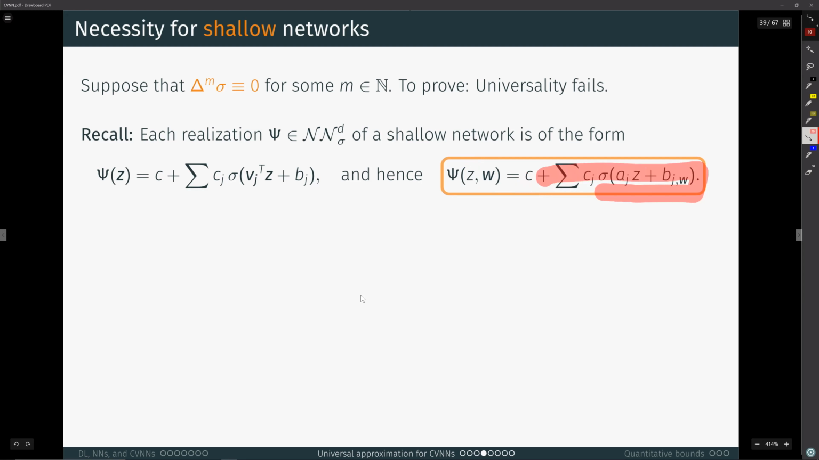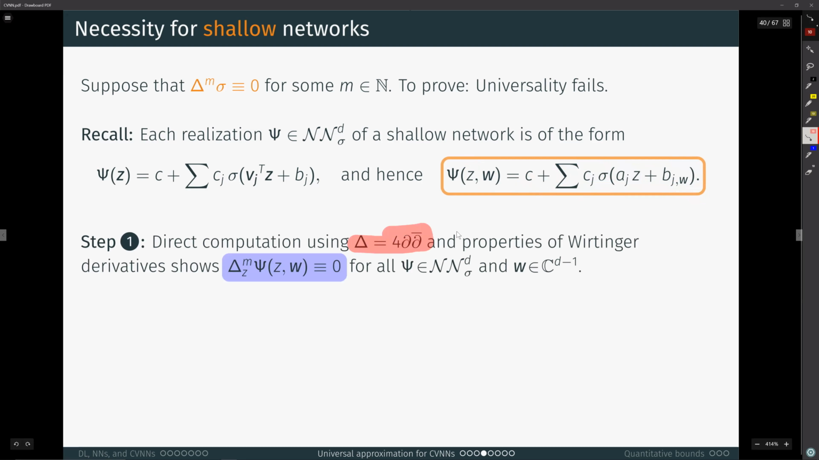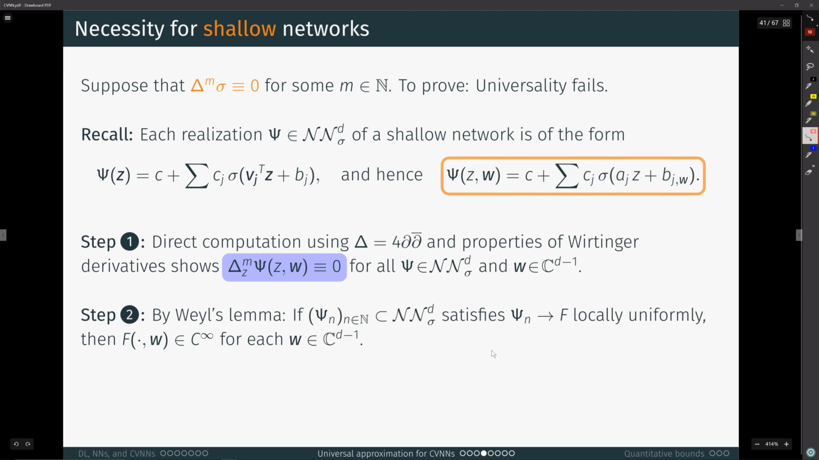And now you can, by an easy calculation, using this representation of the Laplace operator in terms of Wirtinger derivatives, show that if your activation function is polyharmonic, then actually each shallow network is also polyharmonic with respect to the first variable. So this is really not too difficult. I'm not showing it here, but that's an easy calculation. And then we just saw that if you have a locally uniform limit of polyharmonic functions, then the limit is again polyharmonic and in particular smooth. So this means you can never approximate a function which is not smooth. So universality fails if you are polyharmonic.